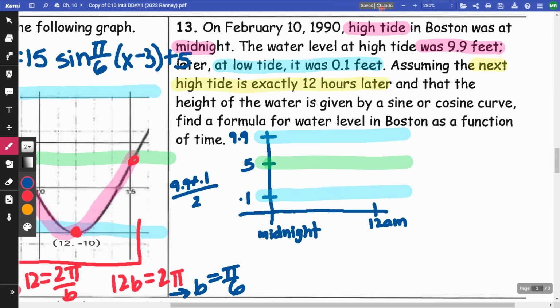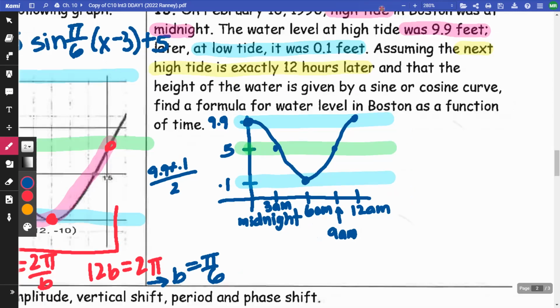Okay, so I'm going to have my y-axis be like midnight. That's going to be the start. So I'm going to have high tide, high tide. Halfway in between, which is going to be 6 a.m., is going to be the low tide, which is at 0.1. Then in between those, which would be 3 a.m. and 9 a.m., I am going to be at 5.